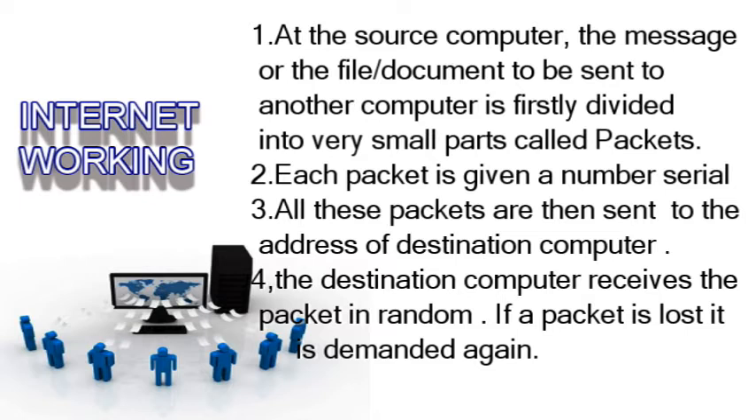So first of all, what is the first step? At the source computer, the message or the file or the document, whatever I want to send, is divided into small parts. These small parts are called packets. A packet generally contains some information. The second step is that each packet is given a serial number: 1, 2, 3.